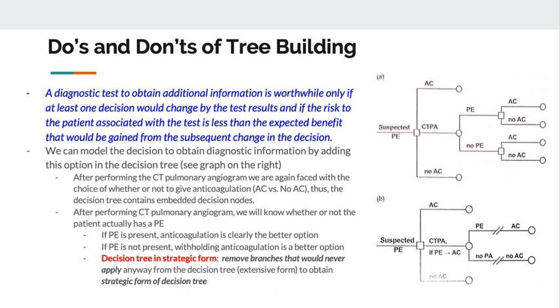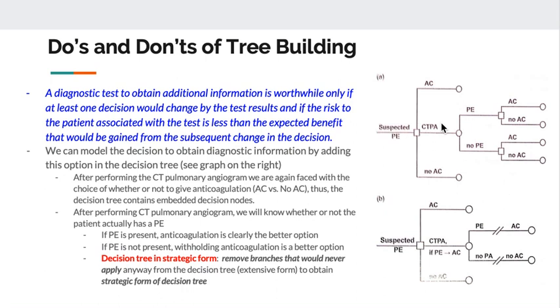Let's consider our previous example. We know that obtaining more information may not be appropriate for the young pregnant woman. However, in other cases, for example, elderly people, this can be an option. Therefore, we have the tree view as shown on the right-hand side over here. Now we have three options instead of two: AC, CTPA, and no AC, where CTPA means CT pulmonary angiogram.